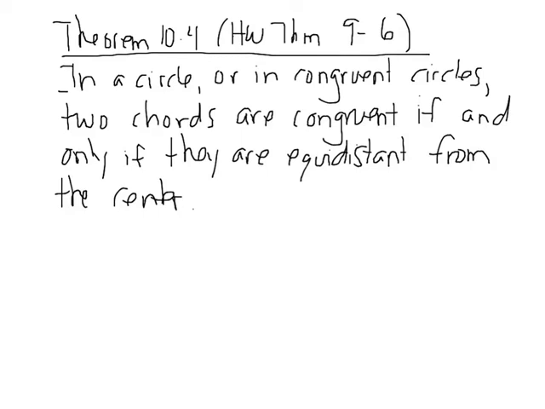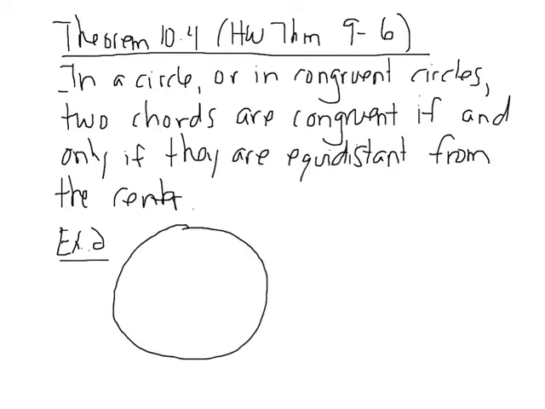For example, I guess, is this example 2? I don't know, I lost track. Let's say we have this circle, and I'm going to call it circle Q. Yep, keeping you on your toes. And this is going to be chord RT, and this is going to be chord OV.